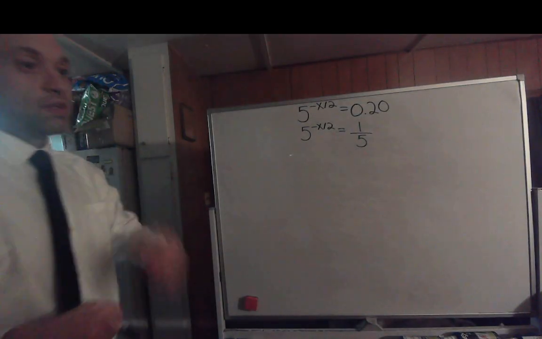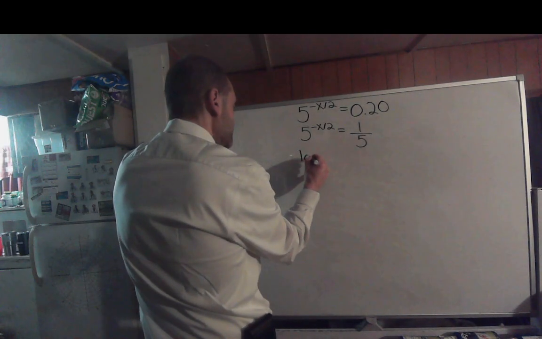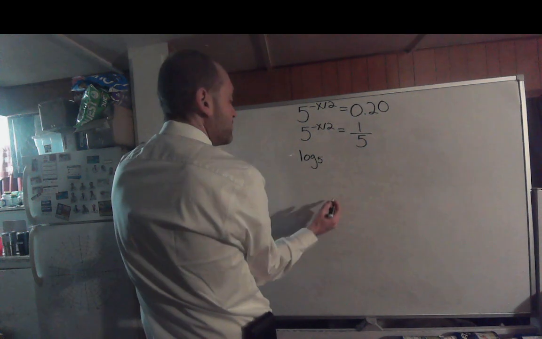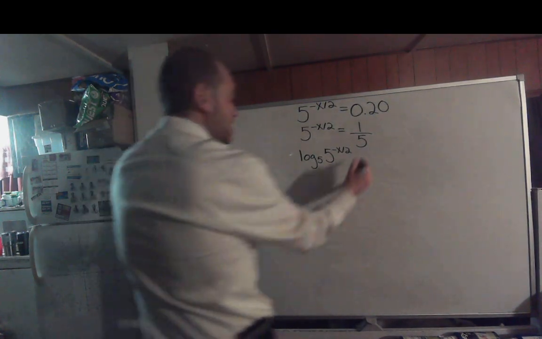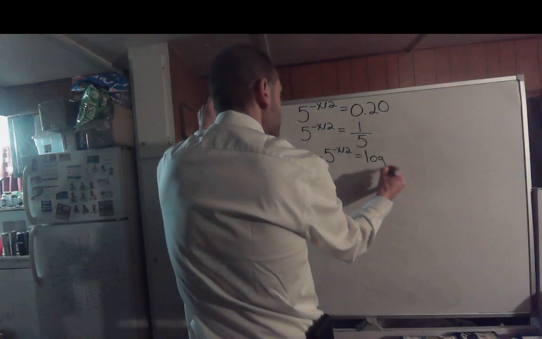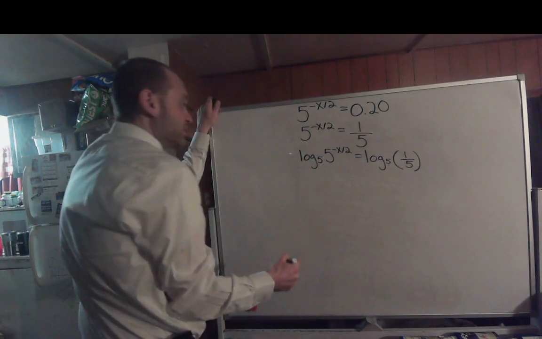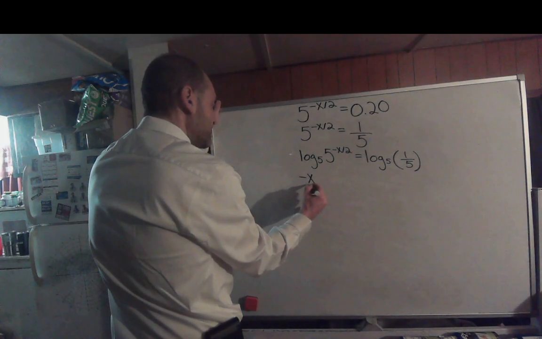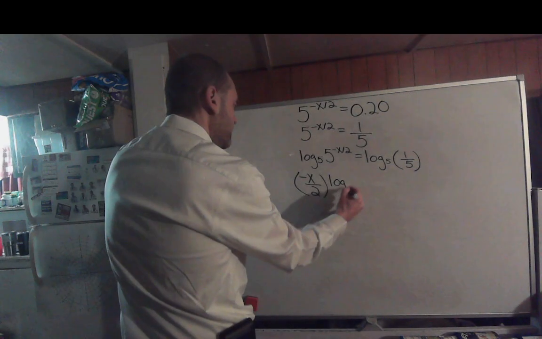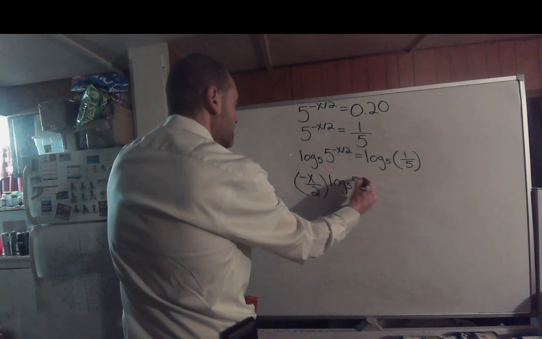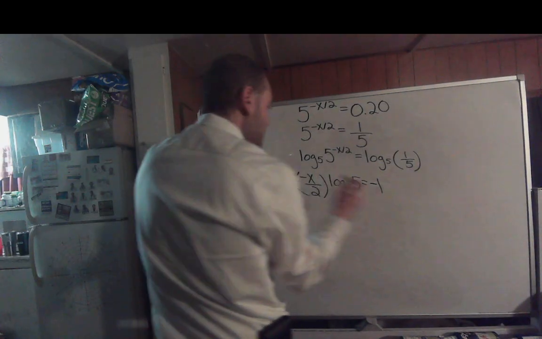The left side has the variable, so we need to take the log base 5 of both sides. So take log base 5 of 5 to the negative x over 2. That's going to give you log base 5 of 1/5. On the left side, this would become negative x over 2 times log base 5 of 5. That would equal your right-hand side, which would be negative 1.